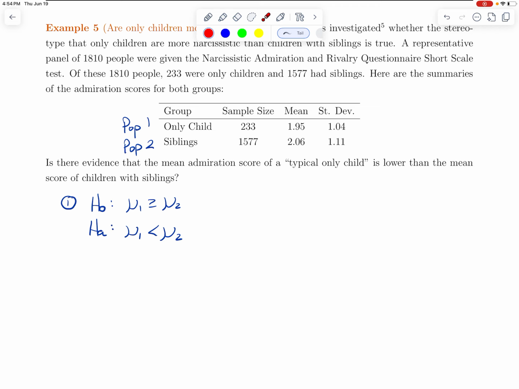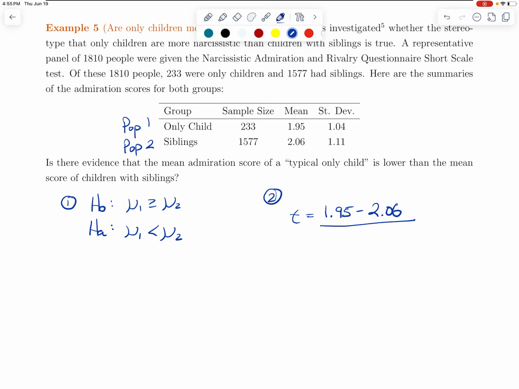If nothing is happening, the average only child actually scores as high or higher than the average of kids with siblings. Once you've got your hypothesis set up, then you're in position to compute the statistic t. I've already got the averages here. The average for only children is 1.95, and then I subtract the sample average for children with siblings, 2.06.